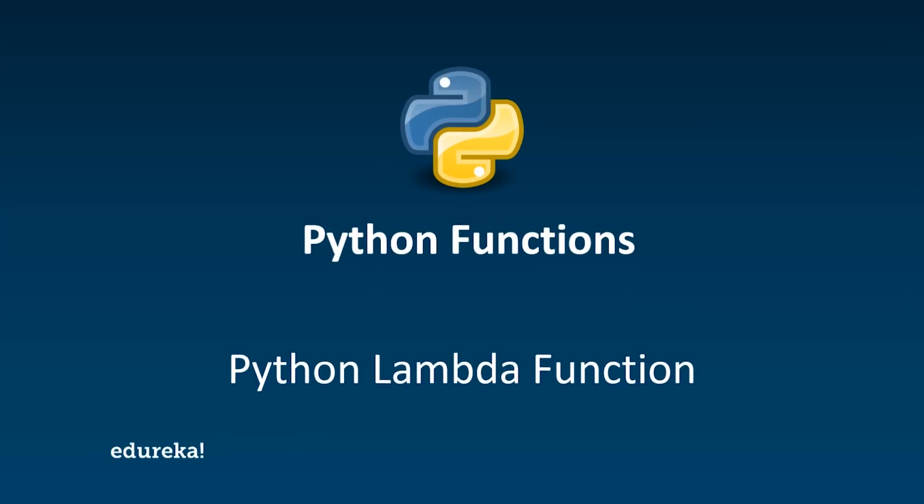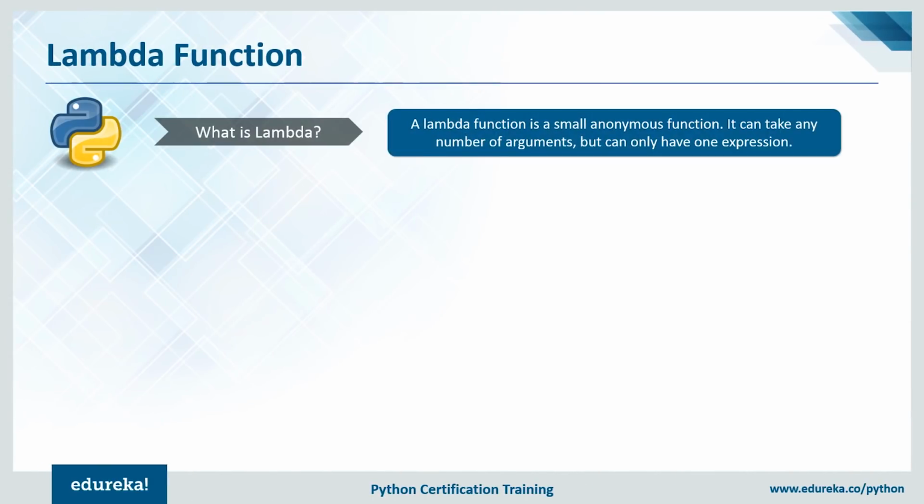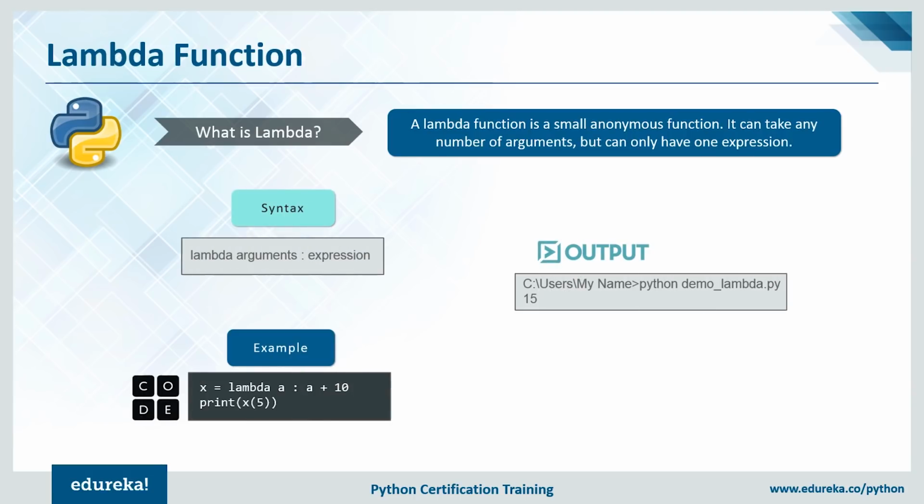So next, quickly let us check out the Lambda function in Python, guys. So what is the Lambda function? Guys, it is extremely simple. A Lambda function is basically one small anonymous function. It can take any number of arguments, but it can have only one expression at the end of the day. Check out the syntax here. So we have lambda, arguments and expression. Well, still nothing is working, right? Check out the example. We have x equal to lambda of a, where the expression is a plus 10.